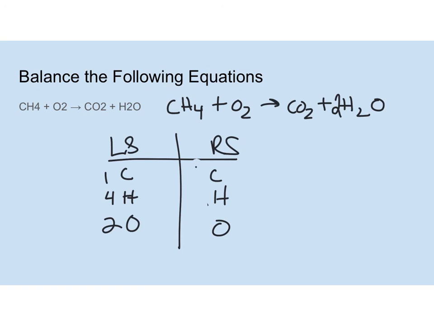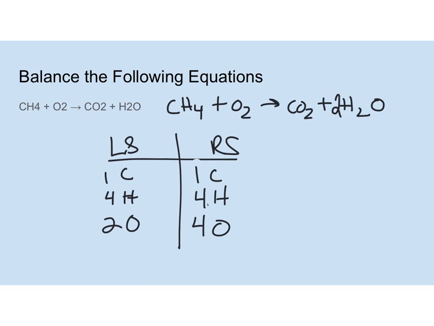So the number of carbons didn't change. I still have 1 because it didn't affect that. But now I have 4 hydrogens. And how many oxygens do I have? Well, I have 2, and then I have 2 there, so I have 4 oxygens. So at least my hydrogens and carbons have lined up, but my oxygens haven't, because I've got 4 on the right side and only 2 on the left side.